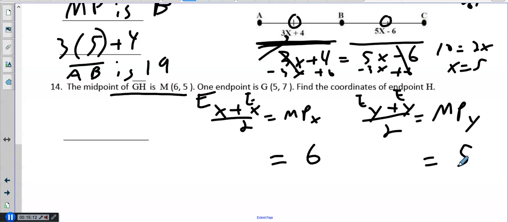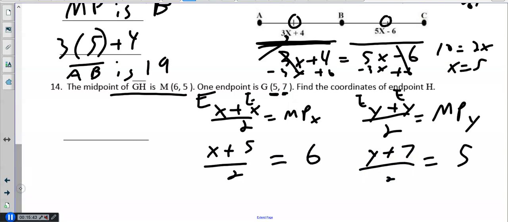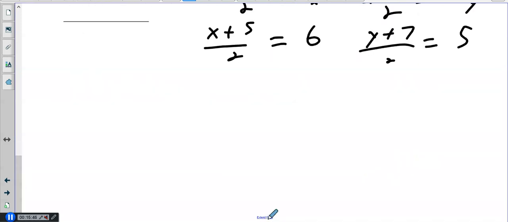You've got to pay attention. The most common mistake is to do 6 plus 5 divided by 2 and 5 plus 7 divided by 2. You've got to pay attention. This is the tricky one where you have one endpoint and the midpoint. So I would write the midpoint in right away. There's your answer. Then it's just x plus, what's my endpoint? 5 divided by 2. And y plus, what's my other endpoint? 7 divided by 2. And now we just do the math, right?